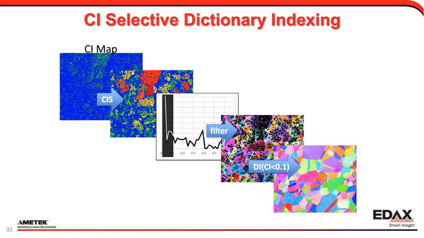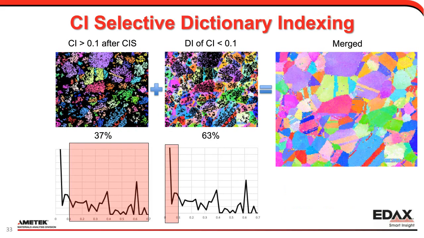And if you do that, then on the left column there, you have the confidence index for all the points from the standard indexing, so confidence index greater than 0.1, and then we do the dictionary indexing on those points with confidence index less than 0.1. You merge the two together, and you get something that looks quite a bit like the dictionary indexing result for this data that's pretty poor. So this speeds up the process. We don't have to do the dictionary indexing on all the points in the map. So we use a kind of selective approach based on the confidence index.